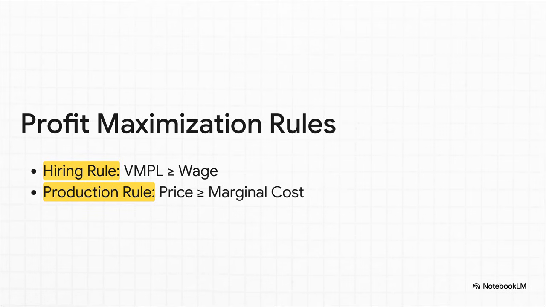Now check this out. These are the 2 golden rules of making a profit. We already know the hiring rule on the left, but look at the one on the right, the production rule. It says a business should only make another item if the price is at least as high as the marginal cost of making it. But here's the really cool part. These are actually the same rule, just looked at from 2 different directions.